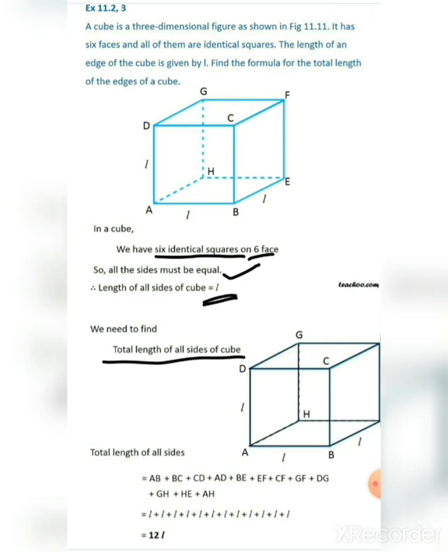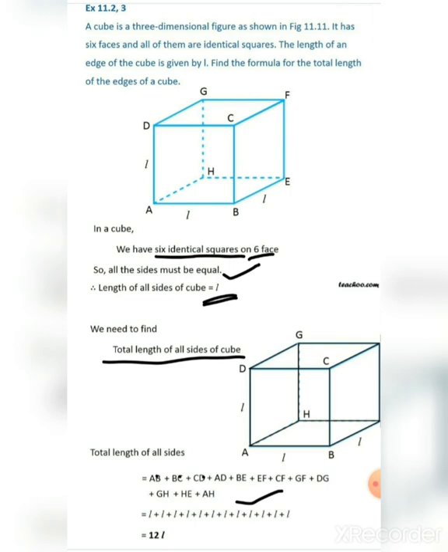So how will it be found? How can we find it? We have to add all the sides together. So the total length of all sides is equal to AB plus BC plus CD plus AD plus BE, EF, CF, GF, DG, GH, HE and AH. You can count how many sides there are.